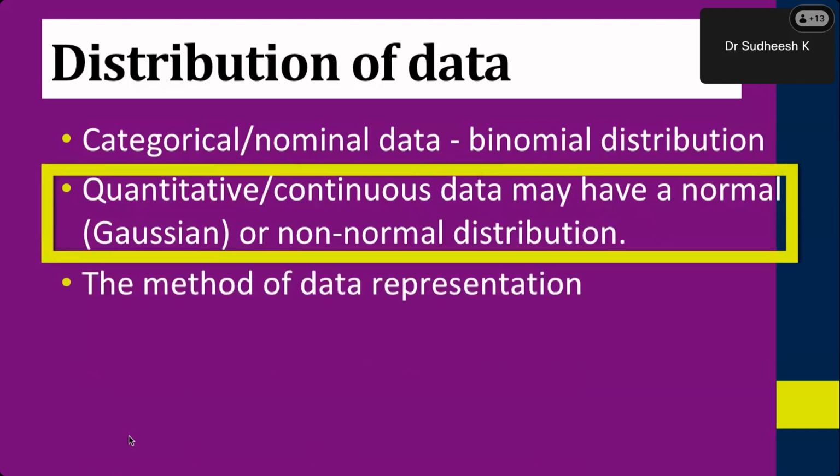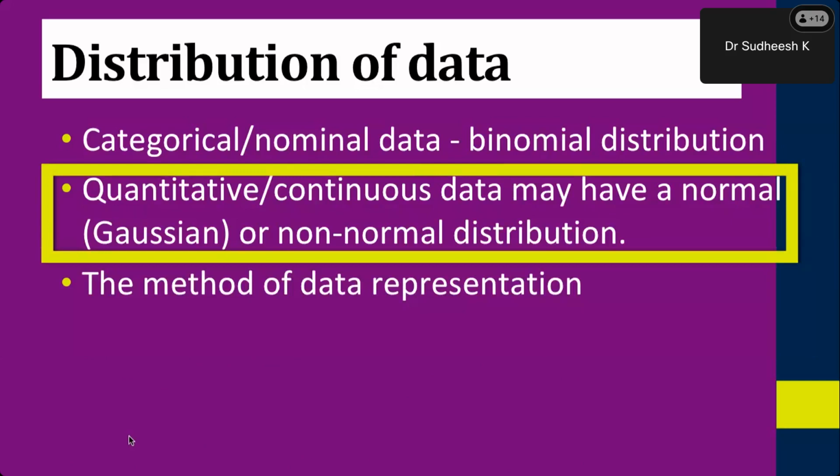Normal or non-normal distribution means that if you plot all the data on a graph, and the data has a normal distribution, it generates a bell-shaped curve. If it doesn't have a normal distribution, it has a different shaped curve, which I'm going to show in the subsequent slides.